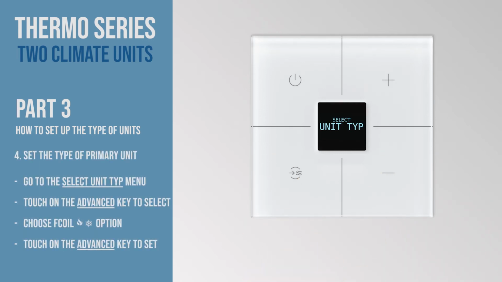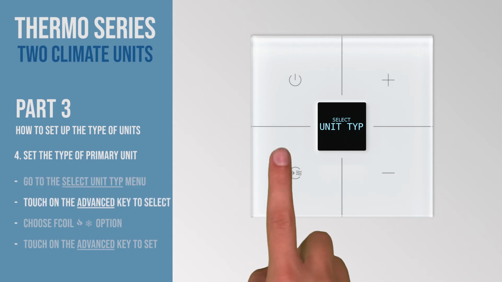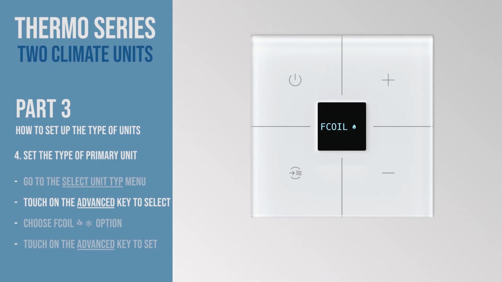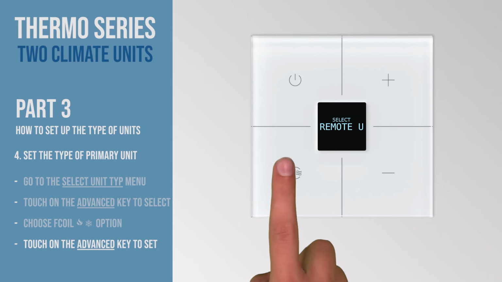The next step is to define the type of units. Here we'll set the type of the primary unit, connected to D-thermo. On the Select Unit Type menu, touch on the advanced key to select. For this system, let's choose fan coil, with heating and cooling functions. Move on the options till fan coil, with the flame and snowflake icons on the display. Touch on the advanced key to set.